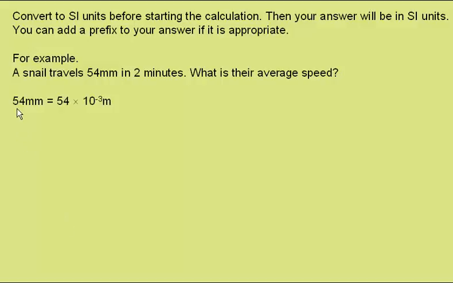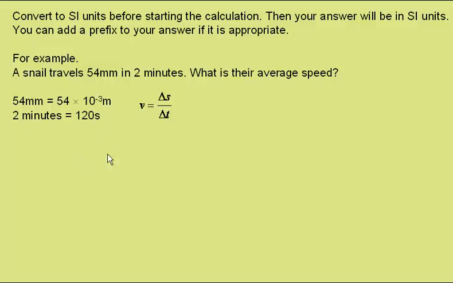Well, 54 millimeters is 54. The milli prefix means times 10 to the minus 3 meters. I'd be tempted to write my answer like this, rather than converting to standard form of 5.4 times 10 to the minus 2 meters. Your calculator will never get this wrong, whereas you probably will get it wrong occasionally, especially under the pressure of an exam. 2 minutes is 120 seconds.